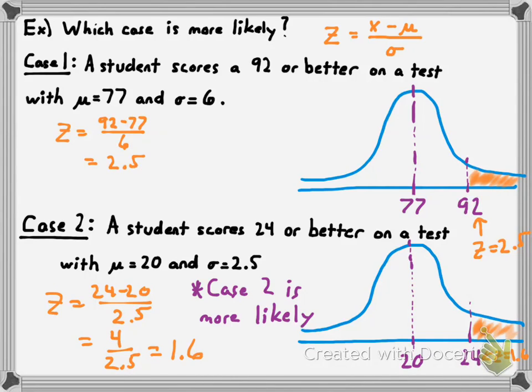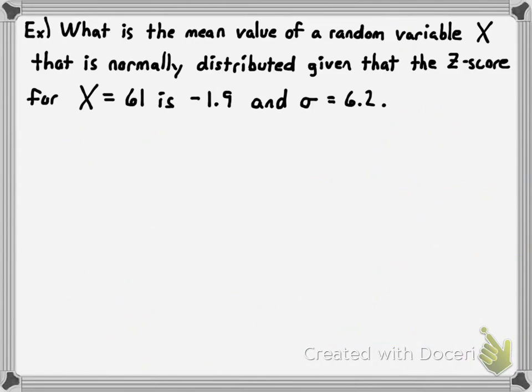You now see how to calculate a z-score for a data value if you know what the value is and you know the mean and the standard deviation. You also ought to be able to find out what the mean is if you know the standard deviation and you know the z-score for a certain value of x. So here in this example, what is the mean value of a random variable x that's normally distributed if you're given that the z-score for when x equals 61 is negative 1.9 and that the standard deviation for the data set is 6.2?